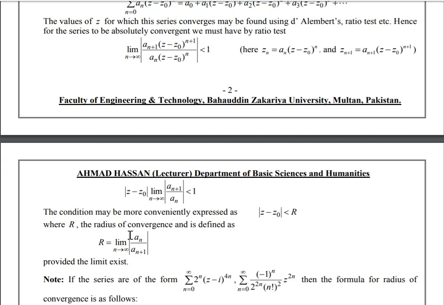So by this formula we find the radius of convergence for z minus z naught. Note that this one is an open disk with center at z naught and radius r, and this radius is defined by this, which is called the radius of convergence.